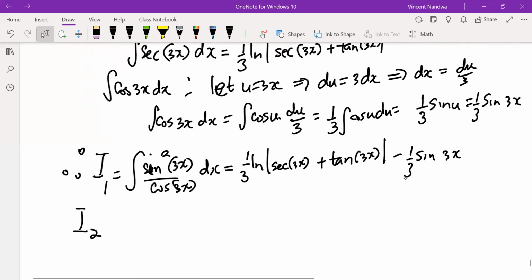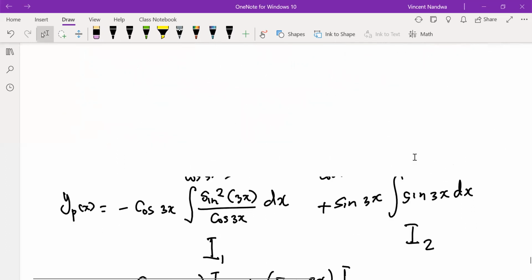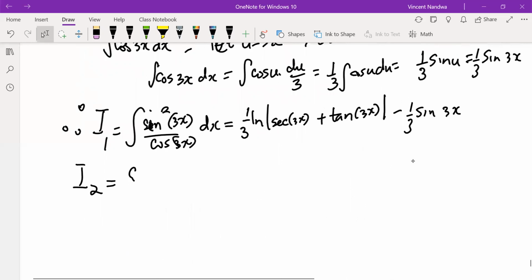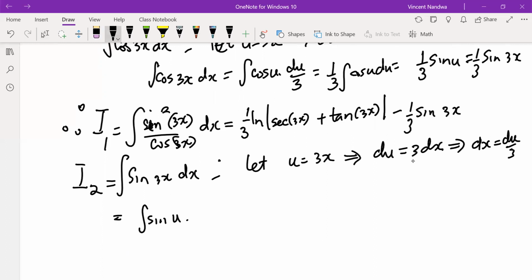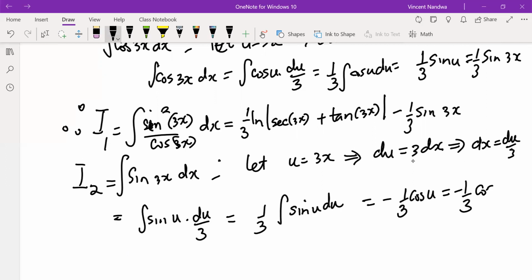Now I2 for the integral of sine 3x. Now let u to be 3x, which means du is 3 dx, which means dx equals to du over 3. So this will be the integral of sine u times du over 3, which is a third integral of sine of u du. Integrating sine, you get negative cos. So which will be negative a third cos of 3x.